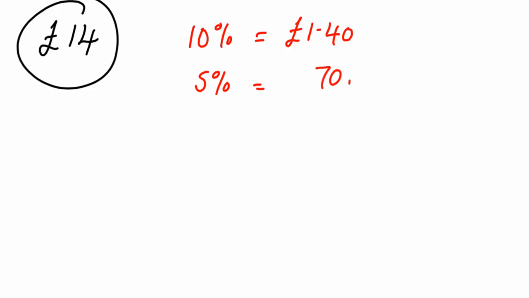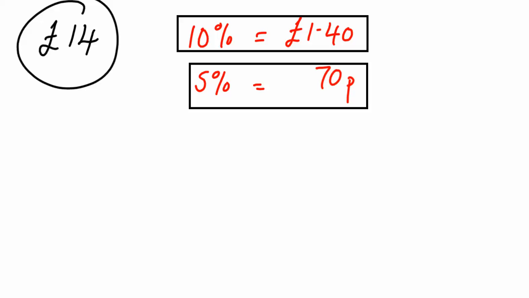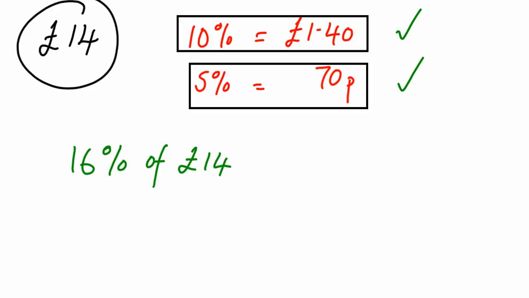In this final example, I've got £14, and once again I would work out my 10% building block and my 5% building block, giving me £1.40, and half of that is 70p. Now, if the question was a little bit harder and it asked for 16% of the £14, I would have a problem. I would have the 10% and the 5%, but that would only get me to 15%. I would need to now work out what 1% was.